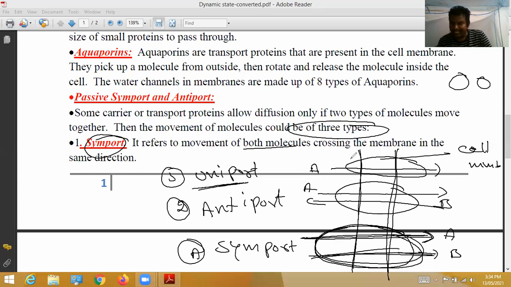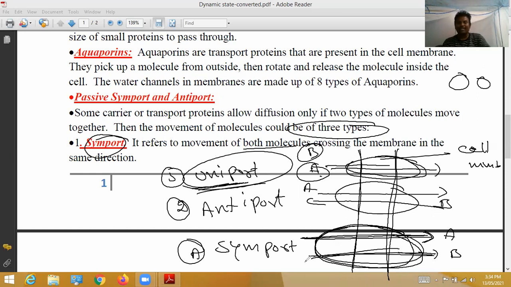The B molecules are also moved independently from inside to outside. That's why B molecules are not mentioned here. Uniport means a molecule moves across the membrane through carrier proteins independent of other molecules. The A molecule is not dependent on the B molecule, and the B molecule is not dependent on the A molecule. That's why it is called uniport. This kind of movement is called passive symport, passive antiport, passive uniport.